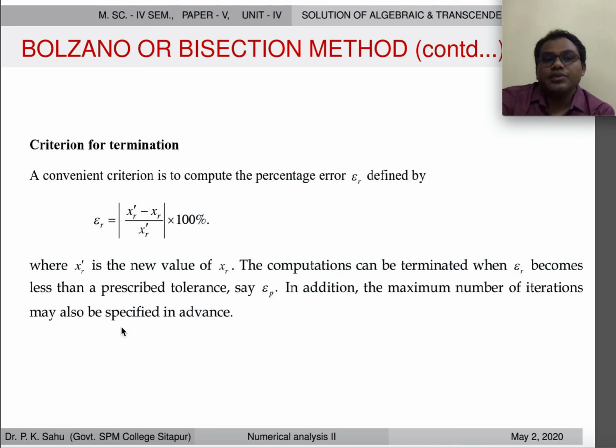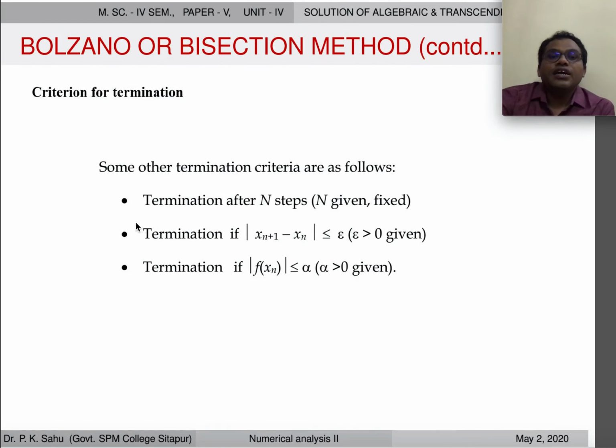In addition, the maximum number of iterations may also be specified in advance. What are the stopping or termination criteria? Terminate after n steps, where n is fixed. Or terminate after mod of xn plus 1 minus xn is less than epsilon, where xn plus 1 is obtained after the n plus 1 step, xn is obtained after the nth step, and epsilon greater than 0 is given. Or we can terminate if mod of f of xn is less than or equal to alpha, where alpha is given. Now we will see this with an example.